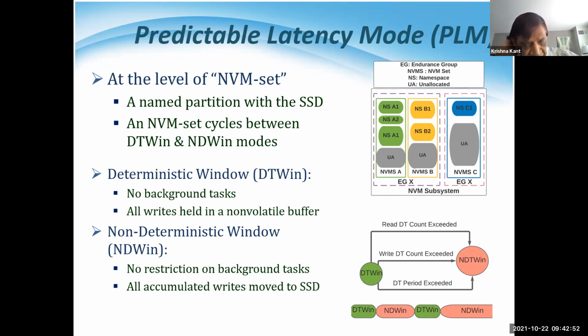As I mentioned earlier, we have this NVMe 1.4 feature where you have this deterministic window where the SSD doesn't do its background activity, and the non-deterministic period where it does. And this feature is available at the level of NVMe set. There's quite a complex structure in the NVMe. I don't want to go through it. You have this notion of NVMe system, endurance group, NVMe set, and so on. And this feature is available at the level of NVMe set. I think that's enough.